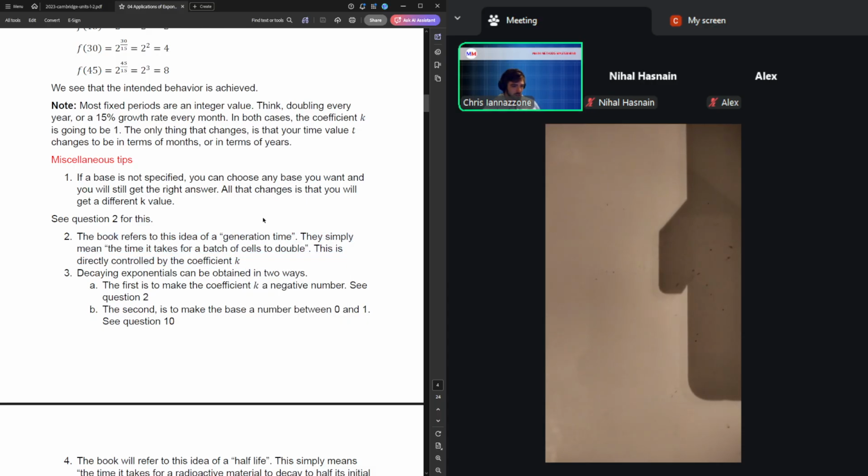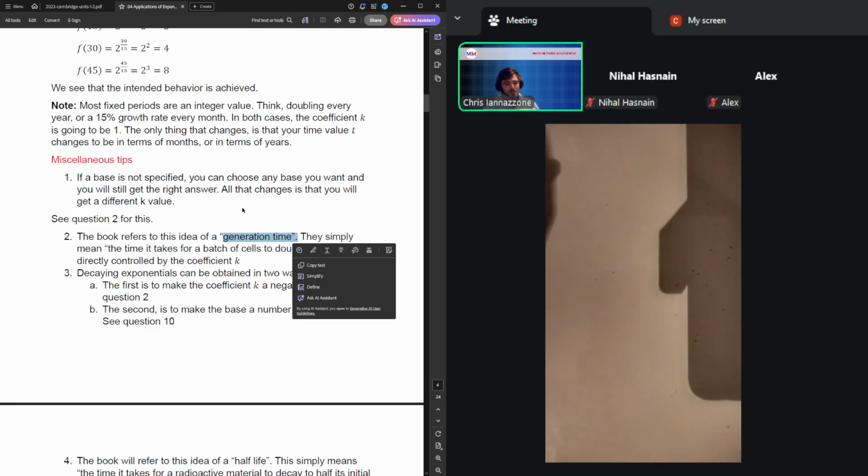This one's more of a definition thing. Generation time. What they mean by generation time is the time it takes a batch of cells to double. So when you're told the generation time of a thing, not only are you told the time in which it takes to double, but because it's implied that it's doubling, you're also told the growth rate. So this will be a base of 2 and a time of whatever number they gave you.